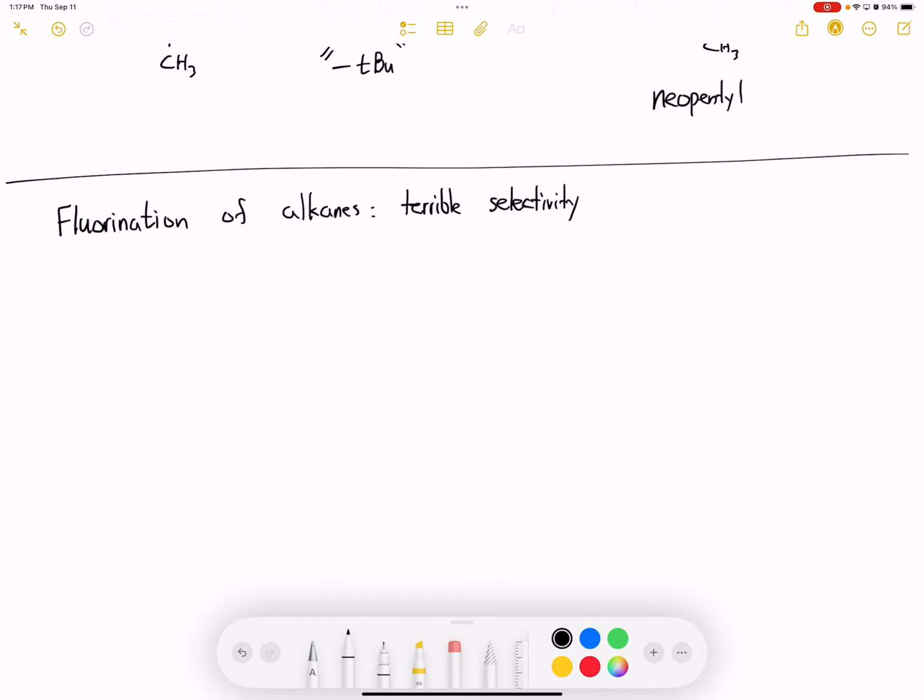Okay. So let's look here. H3C. All right, H. So we have two different H's here. We have a lot of methyl H's. And then we have fluorine. Okay?